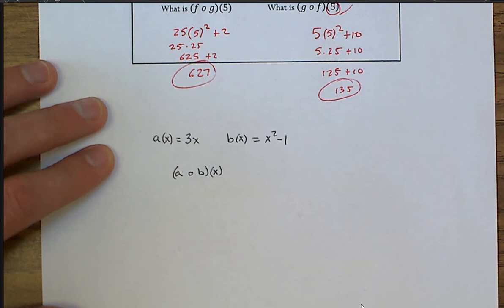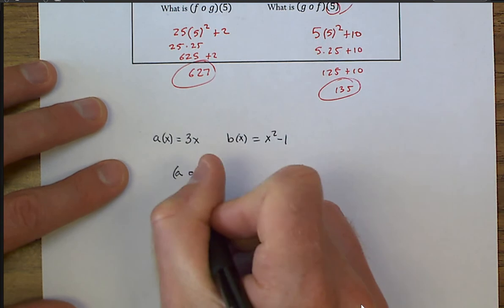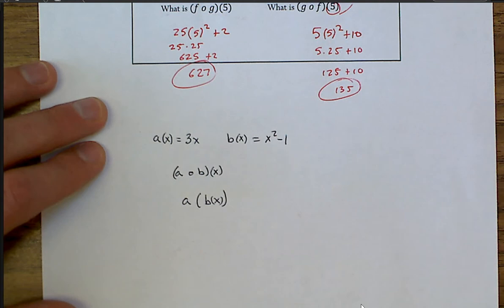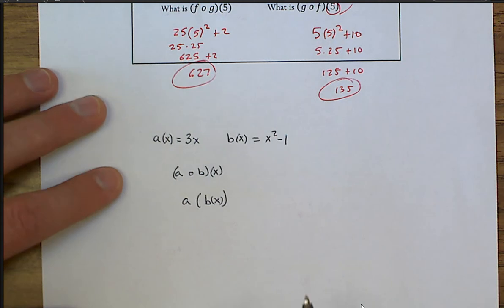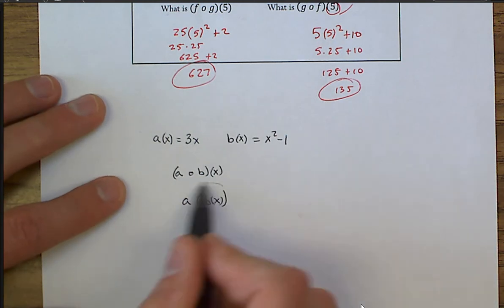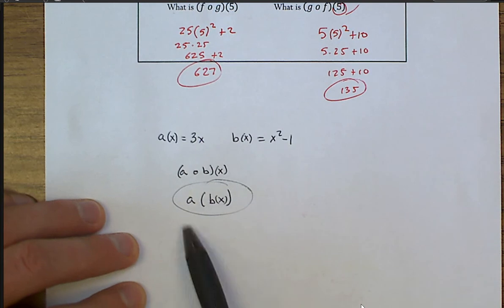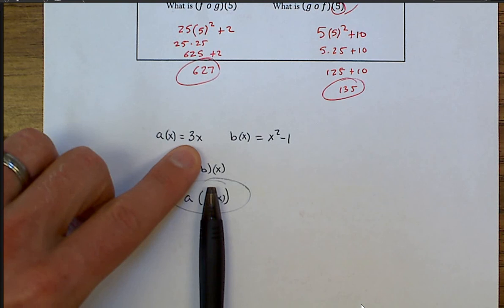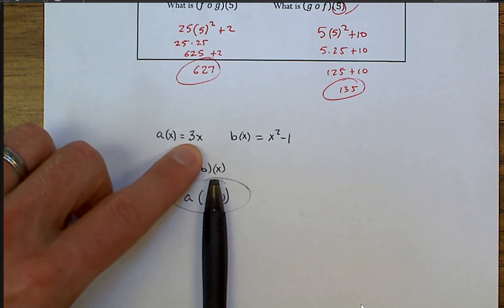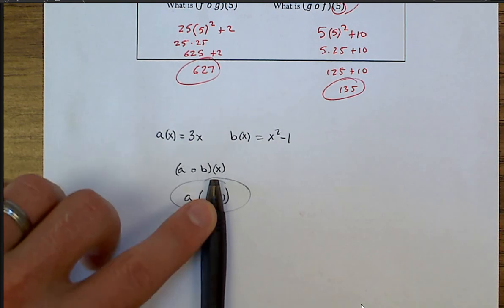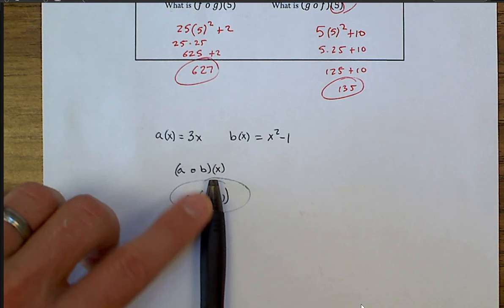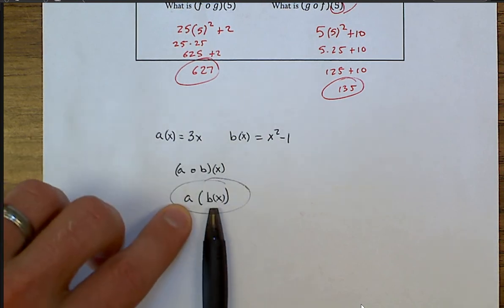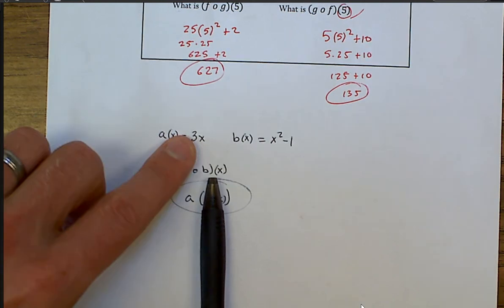Okay. Me, if I was doing this problem, the first thing I would do is rewrite this. For my money, I'm going to write it as a of b of x. So again, what is this truly saying? I want you to take the a of x function, which is listed right here as 3x, and normally there's an x under here, but instead of plugging in an x, I want you to plug in the b of x function wherever you see an x in the a of x function.